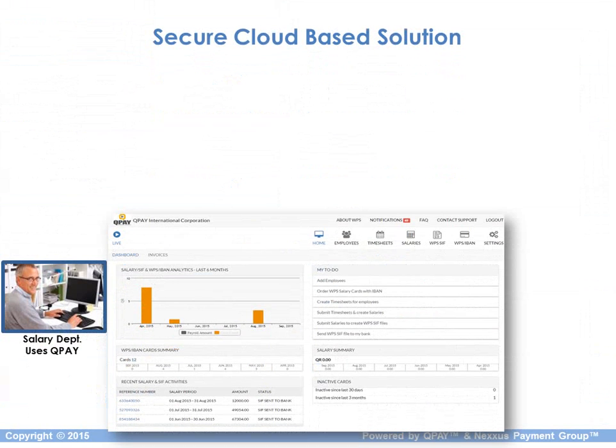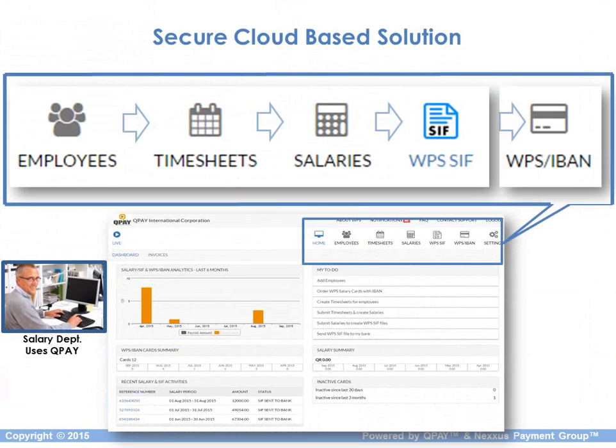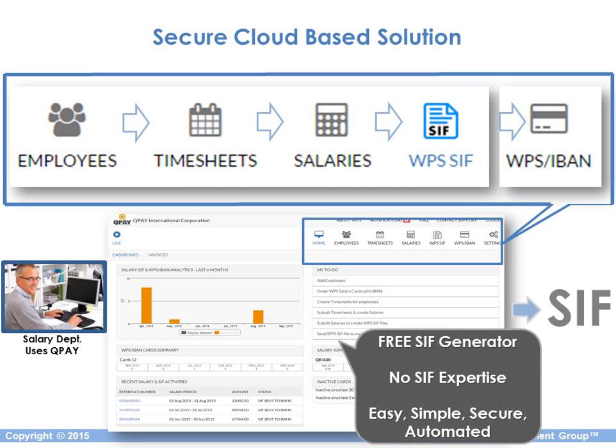So how does it work? You log in securely online, and you have a very nice and clean, easy to use system that tracks your employees, timesheets, salaries, WPS SIF, as well as WPS IBAN. You push a button, and the system automatically generates all your SIF files. The system comes with a free SIF generator, and there's no SIF expertise required anymore. It is easy, it is simple, it is secure, and it is automated.